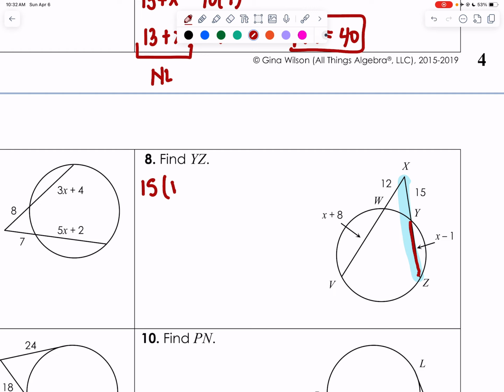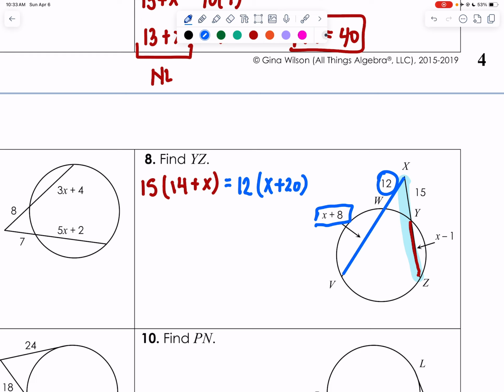So I'm going to have 15 plus x minus 1. So technically, I'm going to have 14 plus x for the part on the right side. Now, for the part on the left side, I'm going to have 12, which is your outside part. And then your whole part is going to be 12 plus x plus 8. So that's going to give me x plus 20 as my whole part.